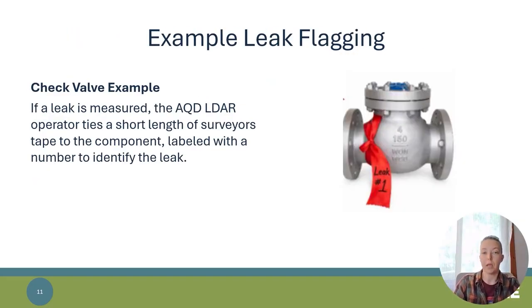AQD will be flagging components using surveyor's flagging tape. It's shown on this slide on our example check valve, and I have a short length of it here with me also. Each flag will be numbered. Our example flag here is labeled leak number 1, and we would write additional information on the field log sheet under AQD leak number 1, such as this component's LDAR tag ID and which portion of the component was leaking.